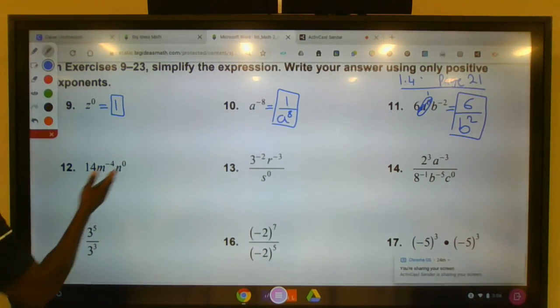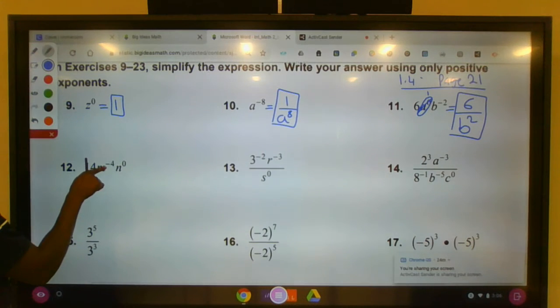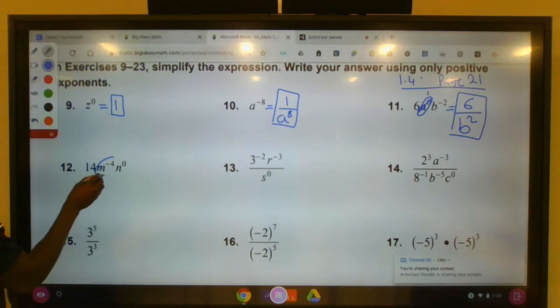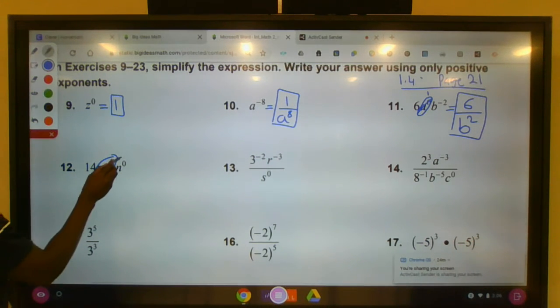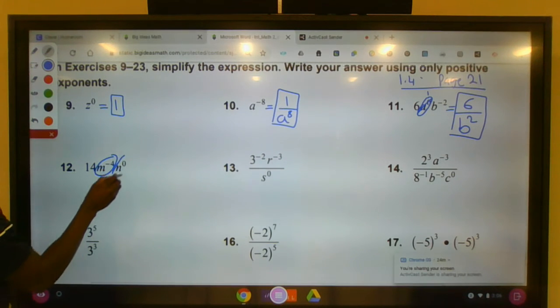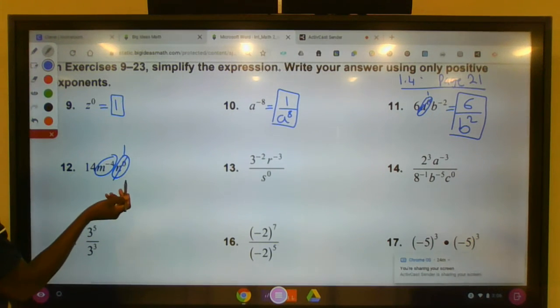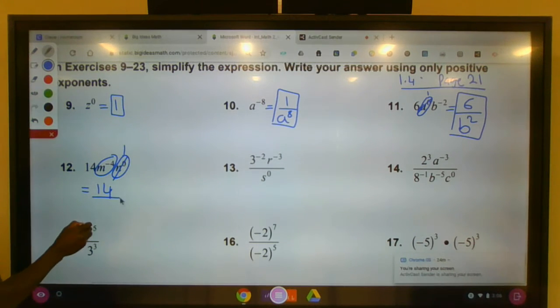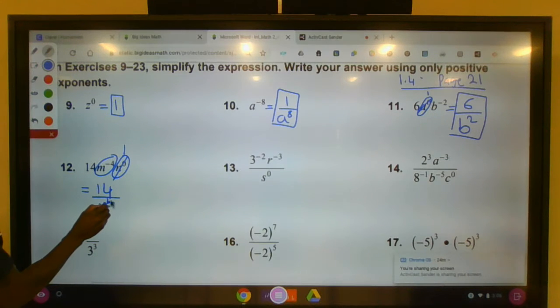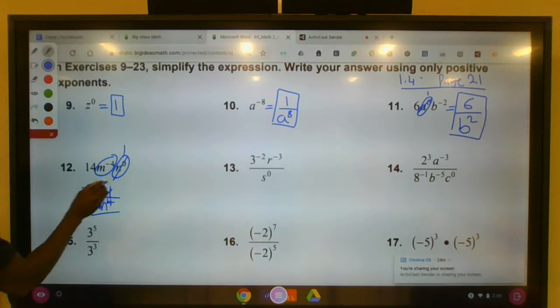Over here, we have a similar situation. There's a negative exponent and there's a 0 exponent, but this negative is only affecting m and not 14. We have to make sure that we understand that. This just simplifies to 1. It can cancel out. So overall here, we're going to have 14 m to the 4th power at the bottom as a positive exponent. Okay.